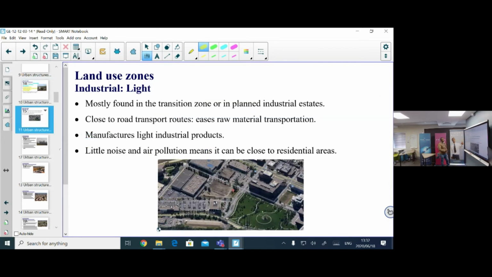Let's look at light industrial areas. These are mostly found in the transition zone or in planned industrial estates, close to road transport, very important. This is raw material transportation, manufactures light industrial products, little noise and air pollution. It can be close to residential areas. So because it has got no noise or air pollution, that means it can be situated next to where people are staying.